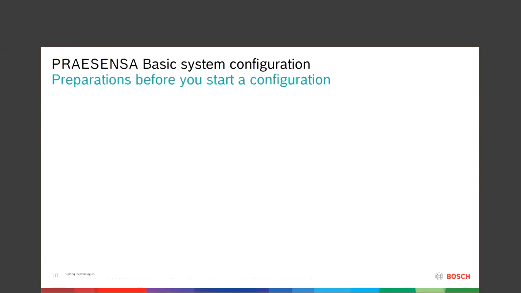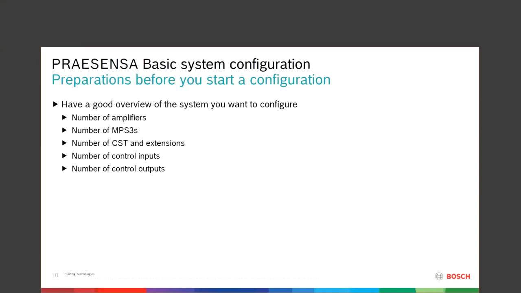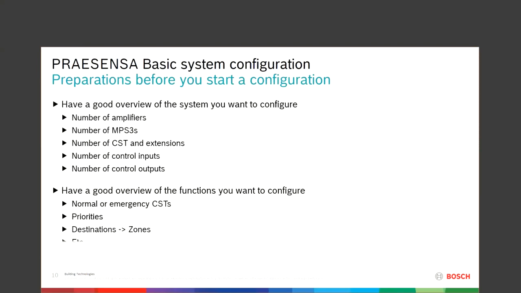Now, before you start your configuration, you have to prepare things. Of course, you need a good overview of the system that you want to configure. You have the number of amplifiers, the number of MPS, call station extensions, the control inputs that you would like to use, control outputs that you want to use. So you have to know what you are going to do. Also, you have to know what kind of functions that you want to configure. Whether you have normal call stations, emergency call stations, what priorities that you are going to use, what are the destinations for the calls, the zones, all those things you have to be aware of.